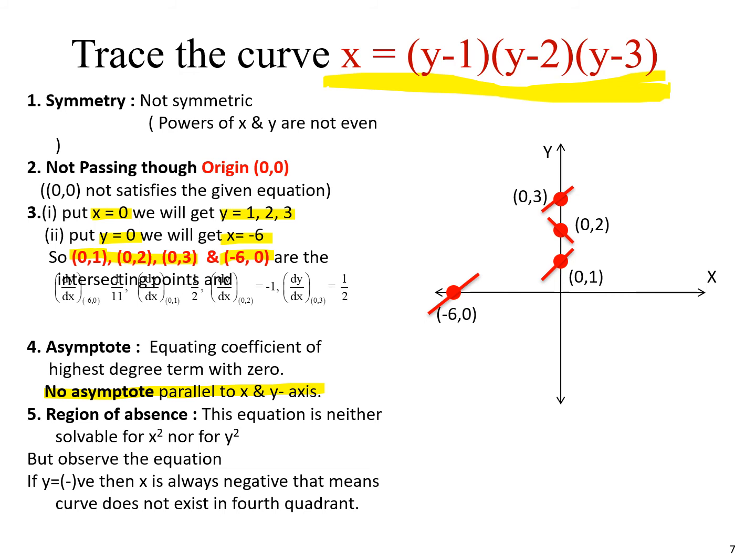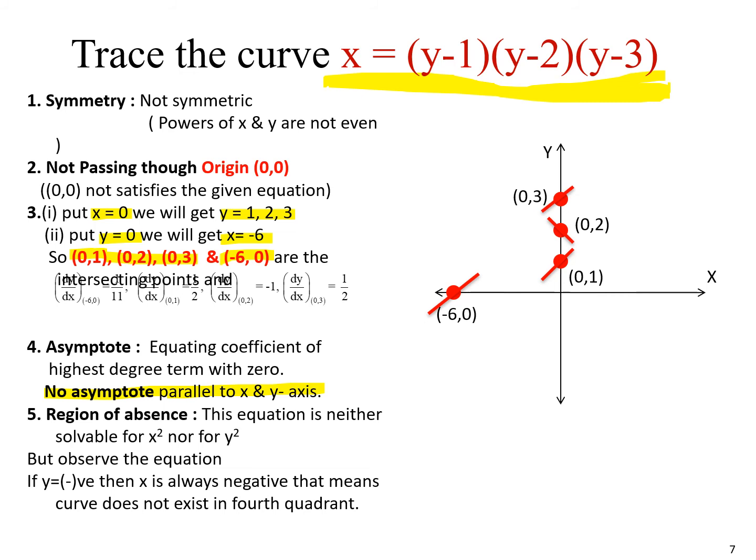There is no region of absence because you are not able to solve your equation for x square or y square. So for all values of x, y will exist, and for all values of y, x will exist. But here we can observe one more thing: if y is negative, put the negative value on the right hand side. So negative into negative into negative means x is also negative. So if x is negative, then y is always negative. If y is negative, then x is always negative. That means your curve mainly lies in the third quadrant.